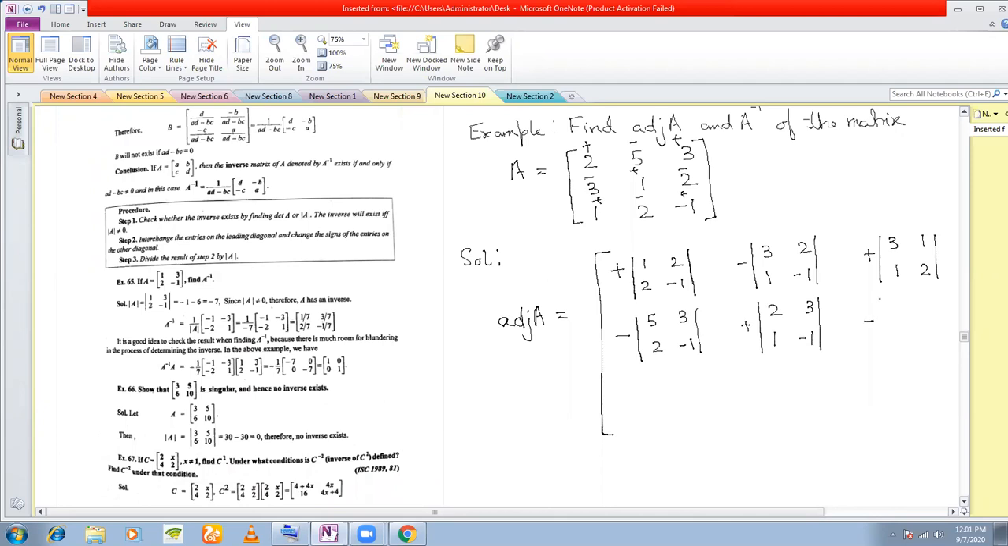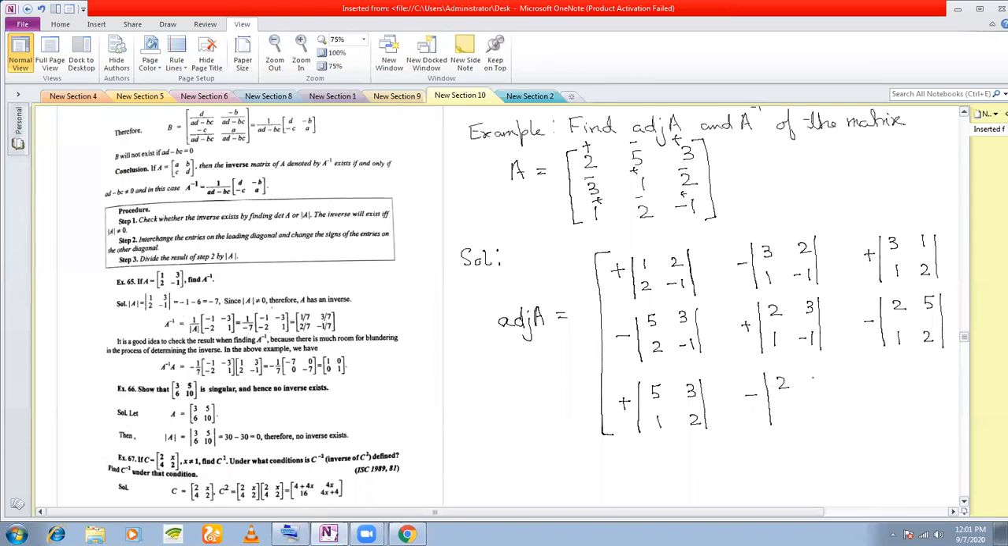Again, you have a negative sign. Hide the second row and the third column. So what do you get? 2, 5, 1, 2. Next, for this element, you have a plus position. 5, 3, 1, 2. Again, you have a negative sign.